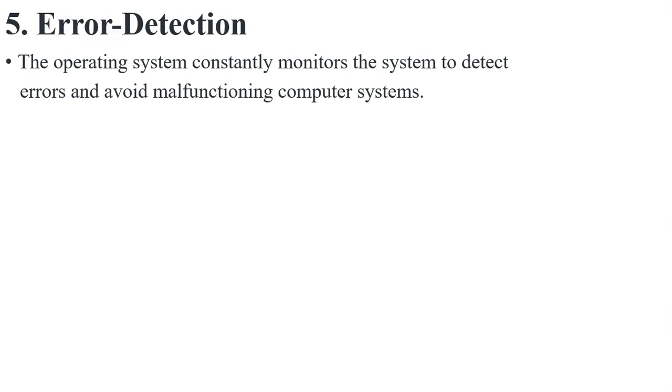So the operating system constantly monitors the system to detect errors and avoid malfunctioning of computer systems. So you might have observed earlier, or maybe right now in some computers also, before the desktop is loaded, there is a small beep that comes and then the wallpaper comes on the screen. What does that mean? It means that everything is working perfectly fine inside your computer. That means the OS is loaded and now it is displayed on the screen. So that small beep is showing that the power on self-test is successful.